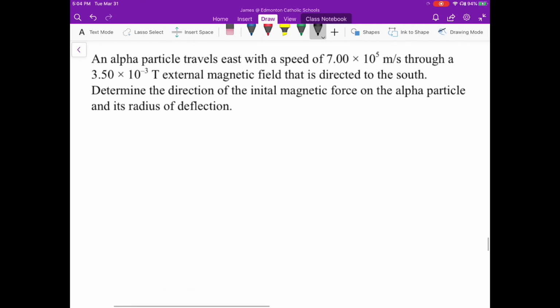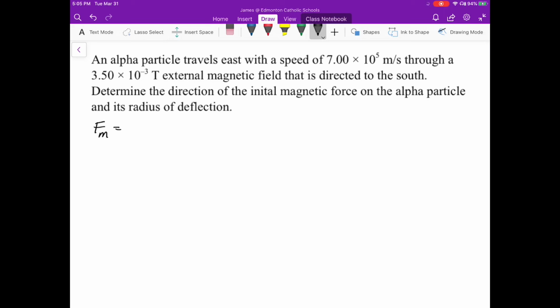Okay, next we've got an alpha particle travels east with a speed of 7.00 times 10 to the 5 meters per second through a 3.50 times 10 to the negative 3 Tesla external magnetic field that is directed to the south. Determine the direction of the initial magnetic force on the alpha particle and its radius of deflection. Okay, so radius of deflection, we recall that the magnetic force acting on the particle is a centripetal force also because it causes it to go in a circle.